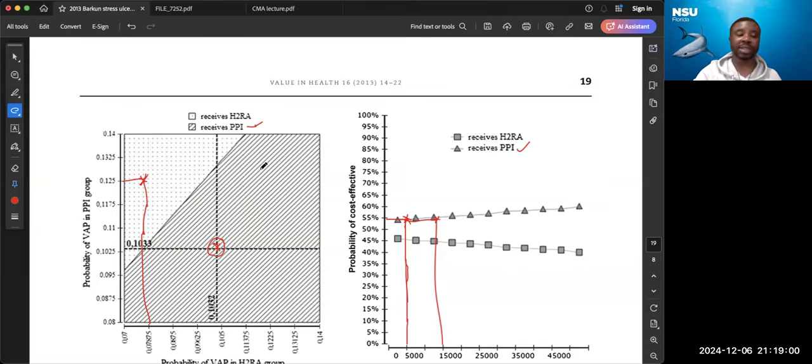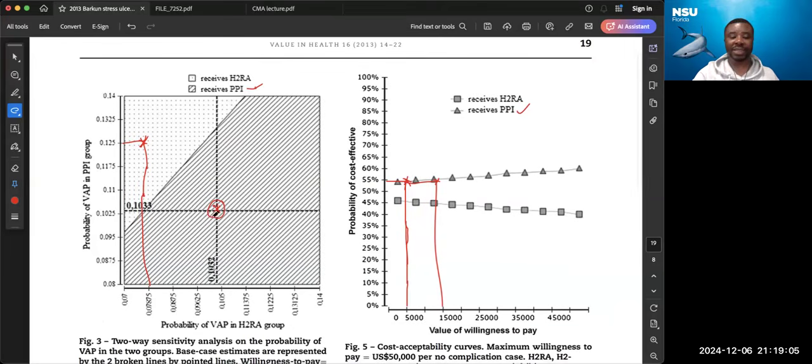So for example, she can have a graph like this, and the base case is this. The base case was 10.33 and 10.23 for the probability of the VAP and the probability of the H2 arrays. But in the exam, she can say that the probability of the VAP, instead of 10.32, is maybe 0.07875, and the probability of the PPI causing the VAP is maybe 1.25.